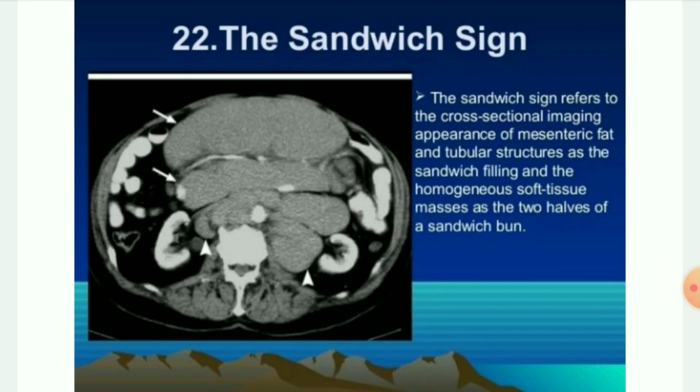The sandwich sign refers to the cross-sectional imaging appearance of mesenteric fat and tubular structures as the sandwich filling and the homogeneous soft tissue masses as the two halves of a sandwich bun. The CT appearance of mesenteric fat and vessels resembles sandwich filling, while the soft tissue adenopathy represents the bun.